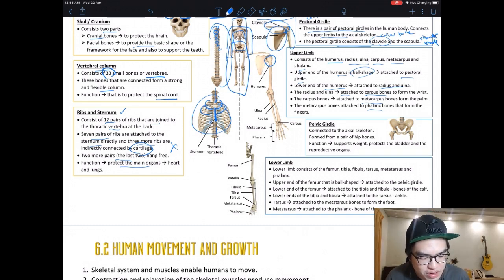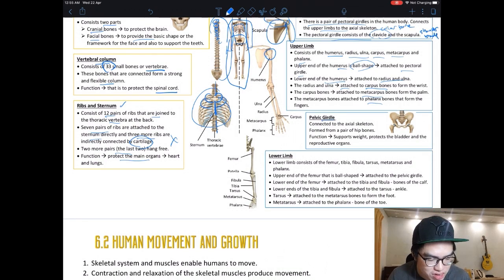And then the pelvic girdle is your hip. Can you see this is your buttock? Behind is your buttock.